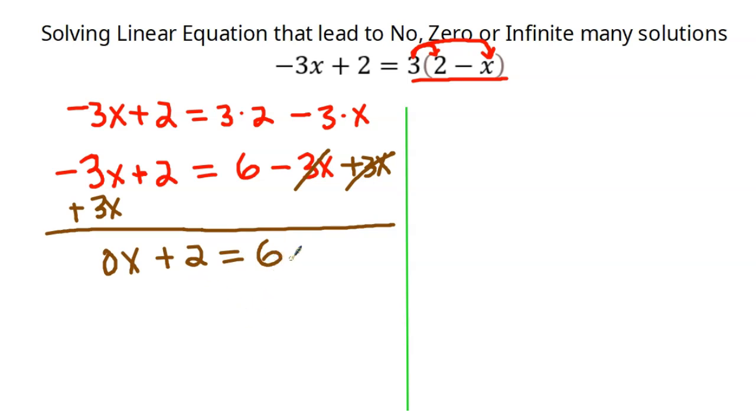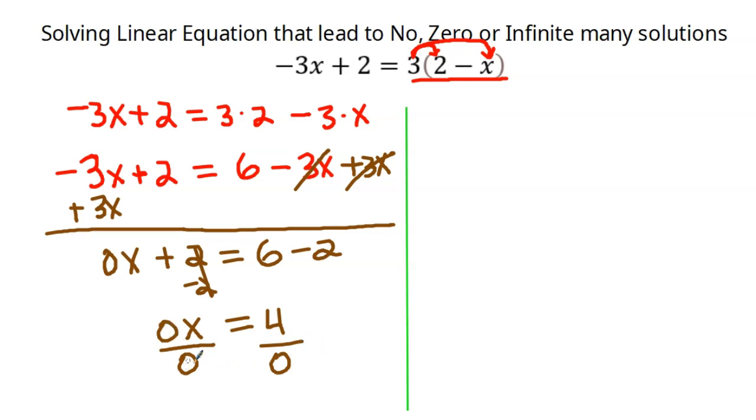Now let's take 2 to the other side. So we subtract 2 here and repeat the same thing here. This goes away, turns into 0. And here they give us 4. So we have 0 times x. We want to solve for x, so we divide here by 0 and we divide here by 0.